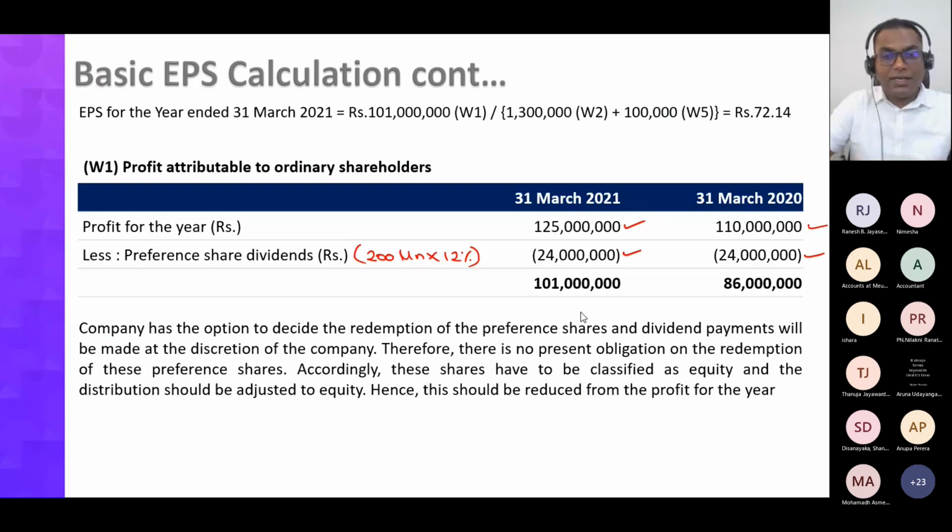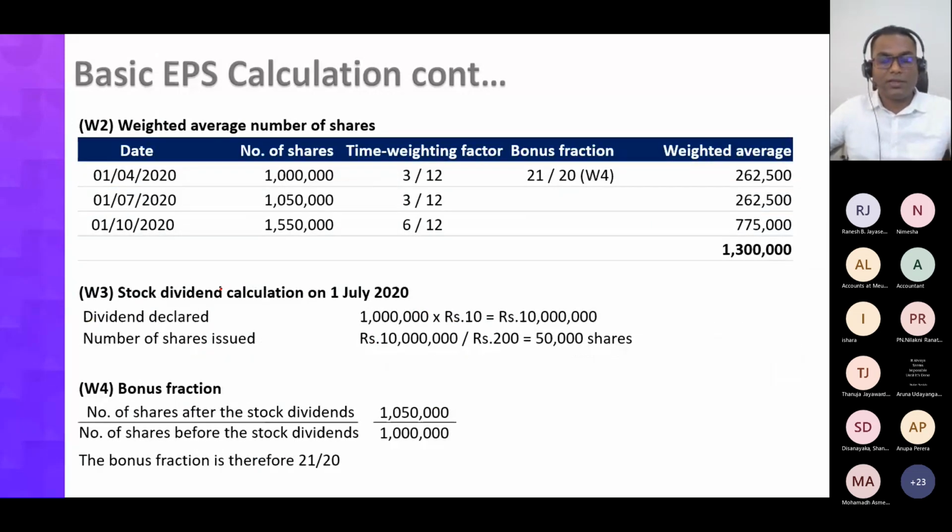Right. Now, the question is to compute the current year and the comparative year EPS. So if you look at the topmost line of this slide, it says EPS for the year ended 31st March 2021. The numerator I have already computed by using the working, 101 million. I now need to calculate the denominator. What should be the denominator? Weighted average number of shares. Look at how I should calculate the weighted average number of shares. I have to have a table.